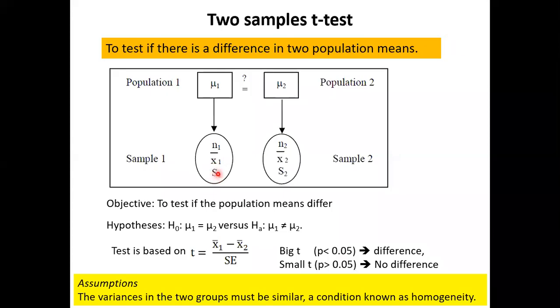What is the S value? What is the X bar? X bar is the mean. What is S? Standard deviation. The square of the standard deviation is variance.